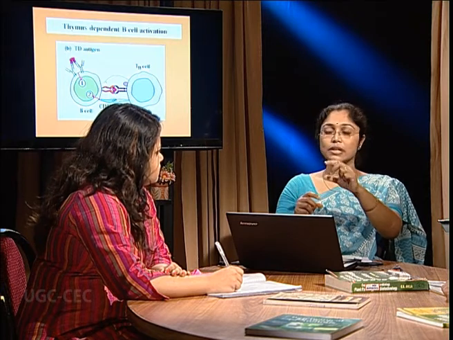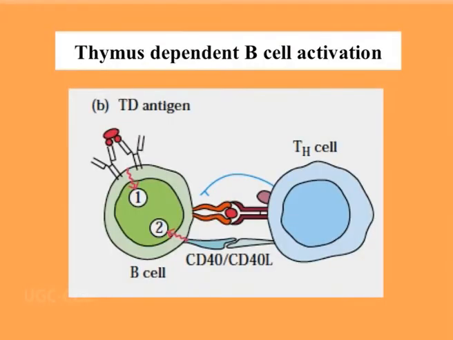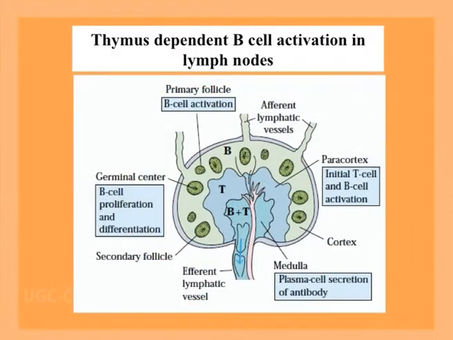On recognizing the foreign peptide presented by the MHC molecule, the Th cell gets activated. It secretes small protein molecules called cytokines. These cytokines now activate the B cell, and the B cell will be converted to plasma cells and memory cells. Thymus dependent B cell activation takes place in secondary lymphoid organs like lymph nodes.